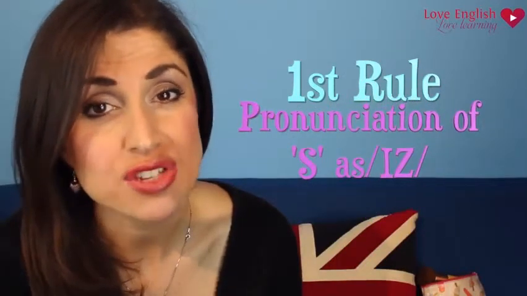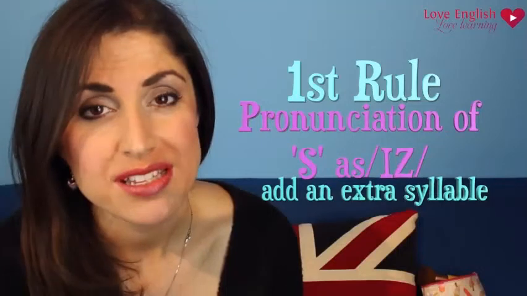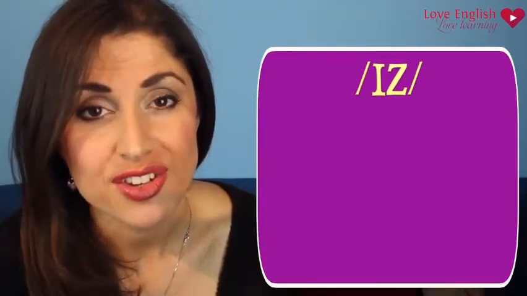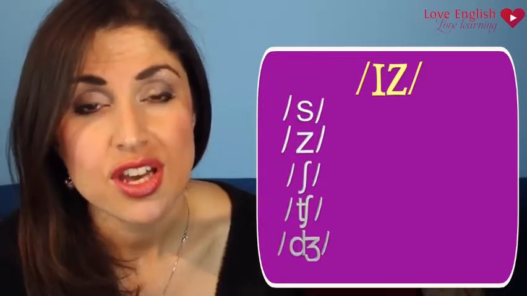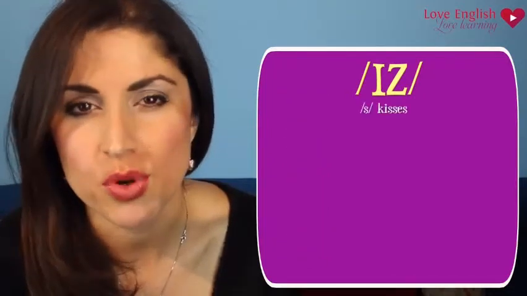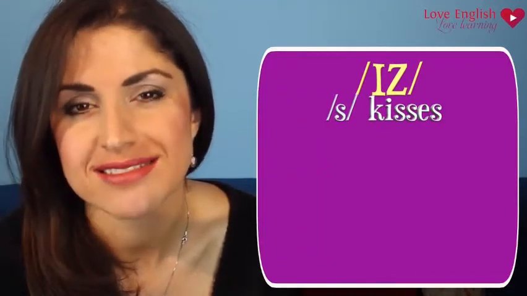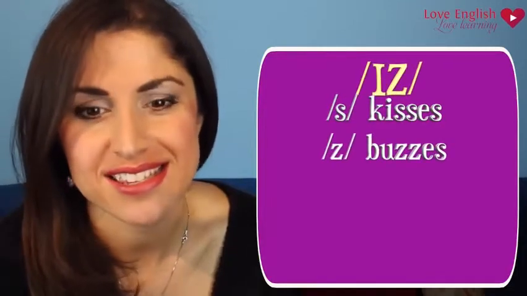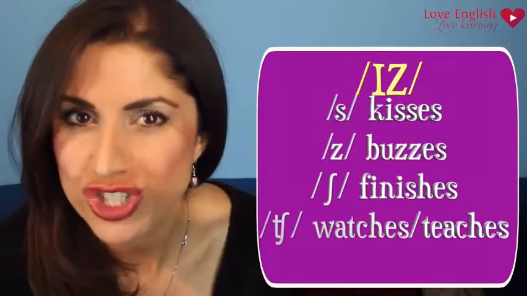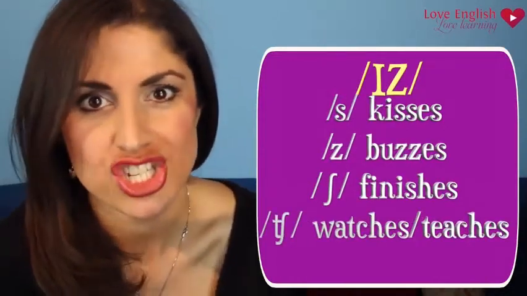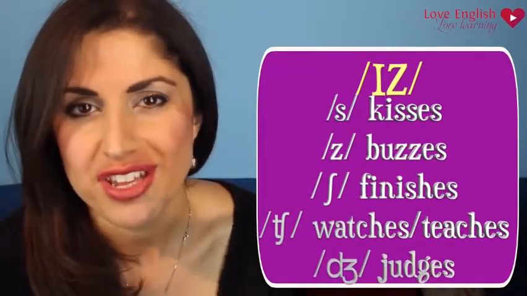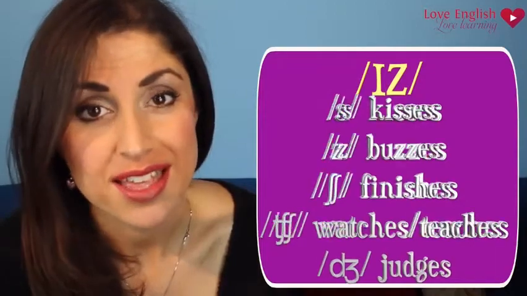We would add the extra syllable is when we are saying S to verbs or plural nouns that end in s, z, sh, ch, and j. So, for example, kiss, kisses, buzz, buzzes, finish, finishes, watch, watches, teach, teaches, judge, judges. So there you can hear that the single syllable then became two.